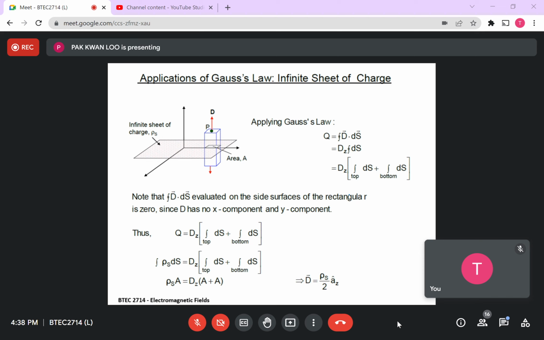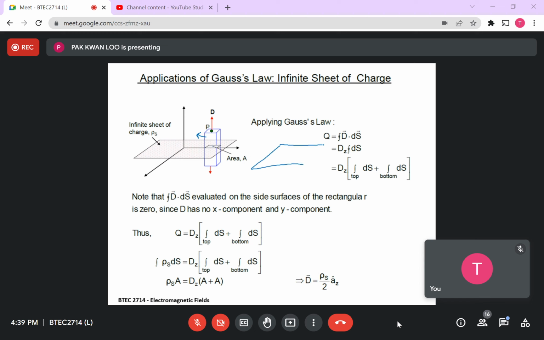So here we can see, what if we apply Gauss's law? Again, our Gaussian surface is a cube, a rectangular cube, a closed surface. Now, if this is finite, and you try to move this Gaussian surface around, let's say you move it towards the end, assuming it is a finite charge.